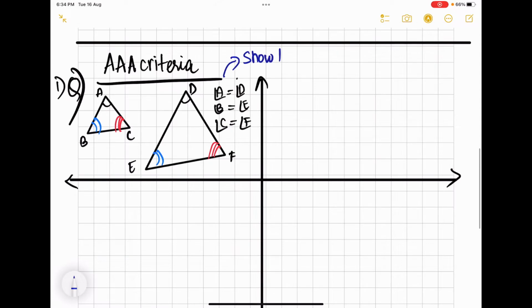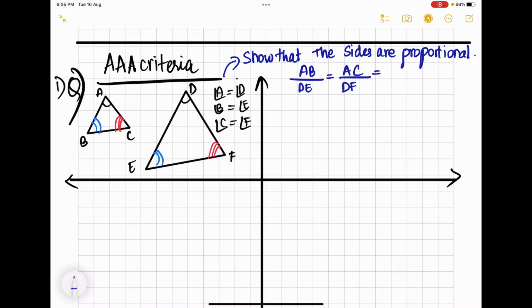Show that the sides are proportional. That is, AB divided by DE should be equal to AC divided by DF, and that should be equal to BC divided by EF. Remember, A and D are equal, B and E are equal, and C and F are equal.